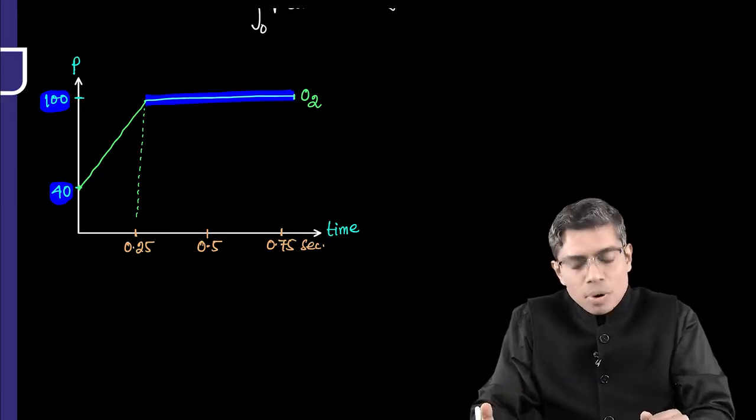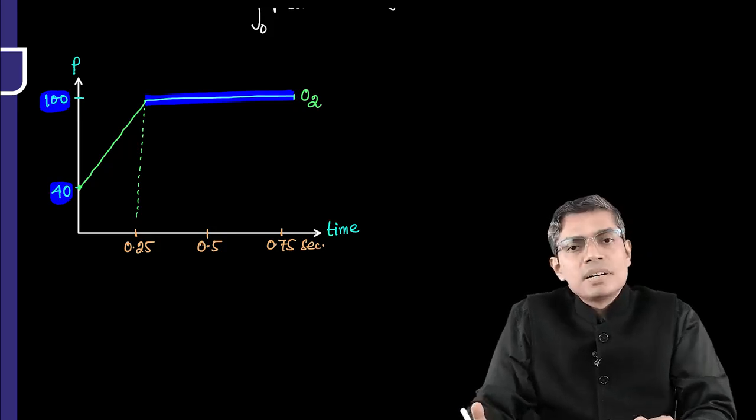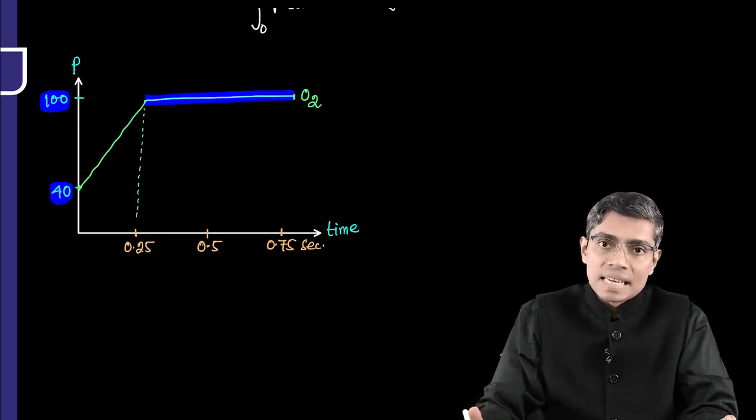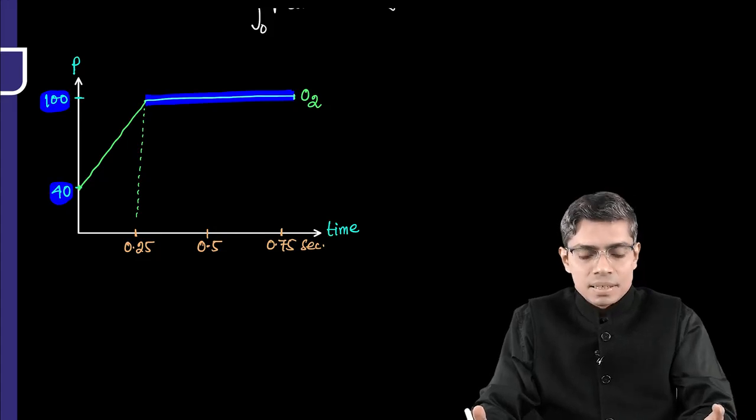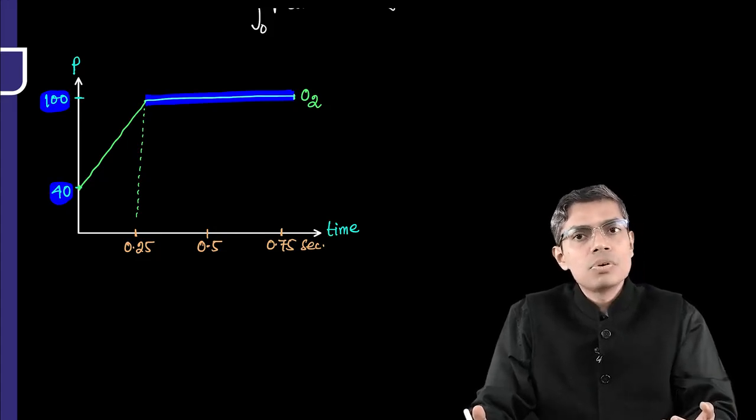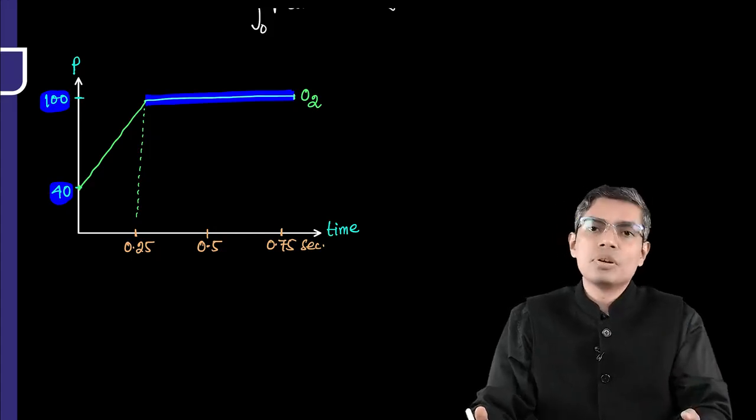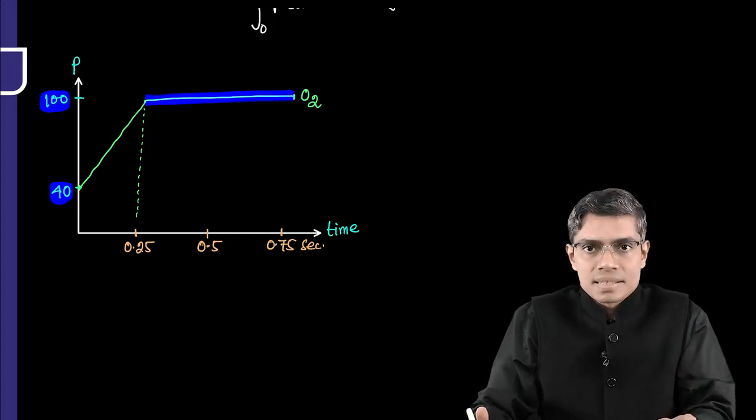Similarly, if you plot the diffusion equilibrium curve for any other inert gas, an inert gas means a gas which is not going to react with your hemoglobin, that is known as an inert gas.